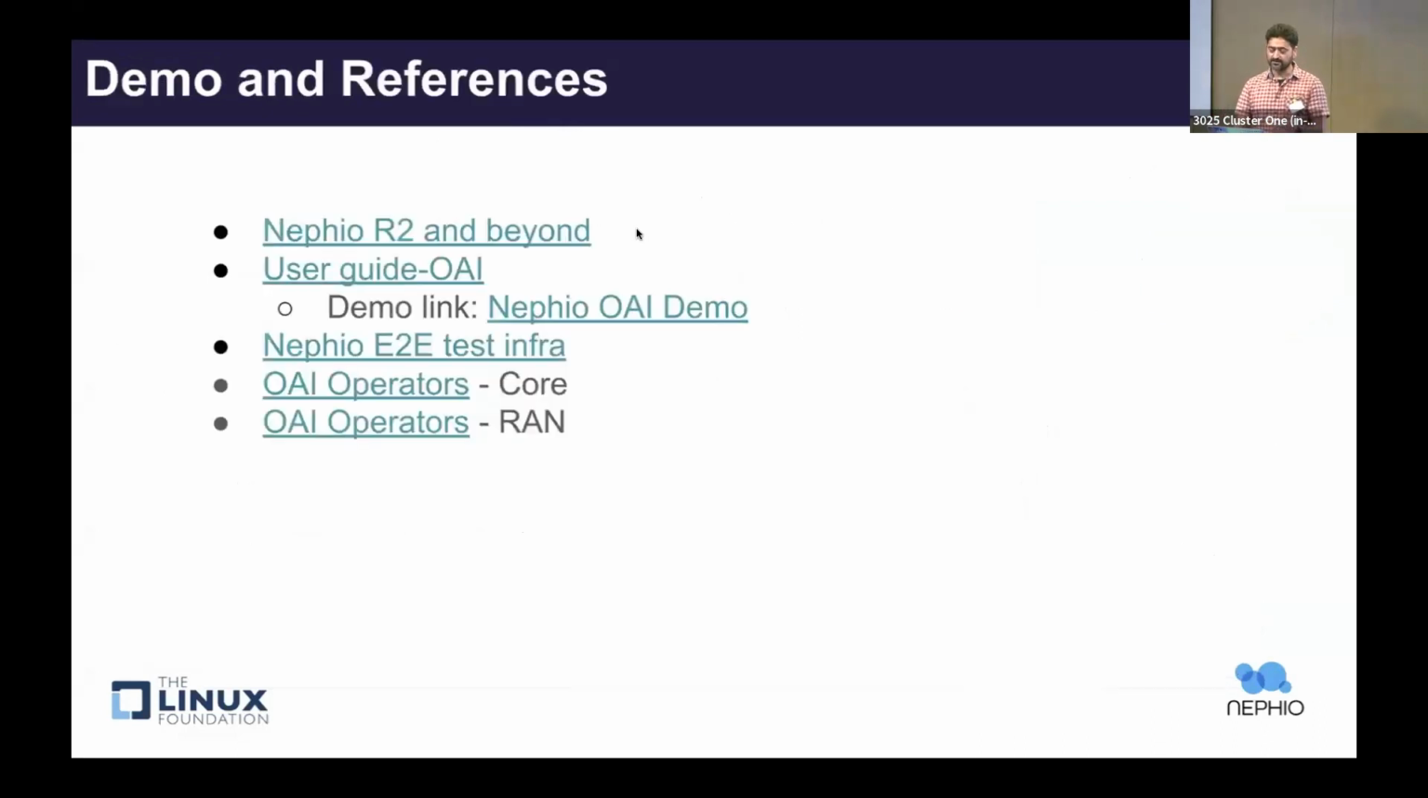So these are the references. I have put a link to the user guide. This user guide is for OAI and for Free5GC both. You can browse through it. And then there is a recorded demo, which is basically created by following this user guide. This will help you create a demo on your own if you want. And then GitHub pointers to the OAI operators, both RAN and core. Yeah, so that's all I have.